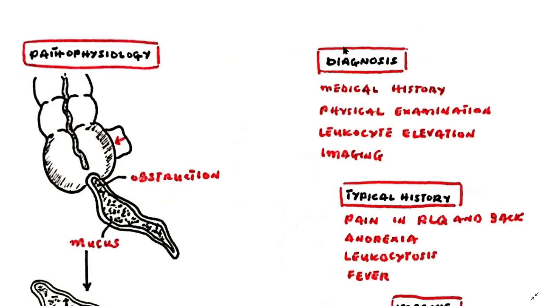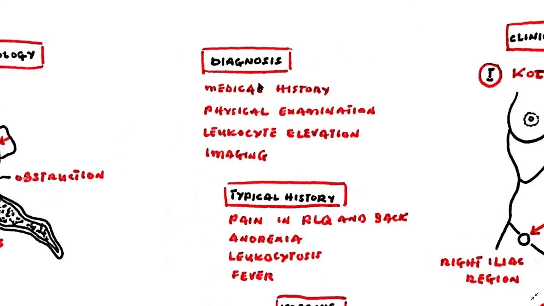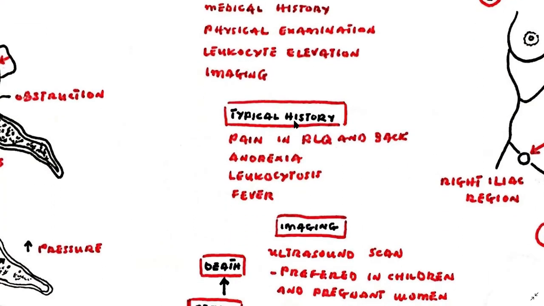Diagnosis of appendicitis is based on a complete medical history and physical examination. An elevated white blood cell count denotes an inflammation due to an infection. However, this is less specific and therefore cannot be relied upon. Imaging studies could also be done. In a typical history, the combination of pain, anorexia, leukocytosis, and fever is classic. Atypical histories often require imaging with ultrasound or CT scan.